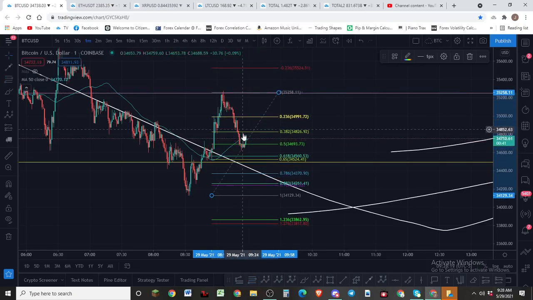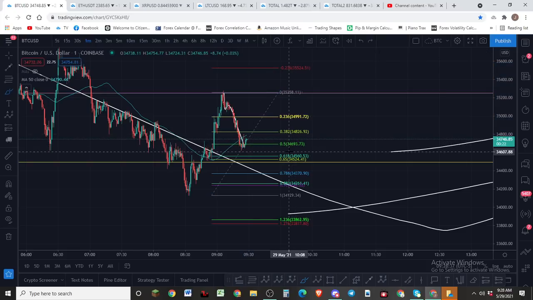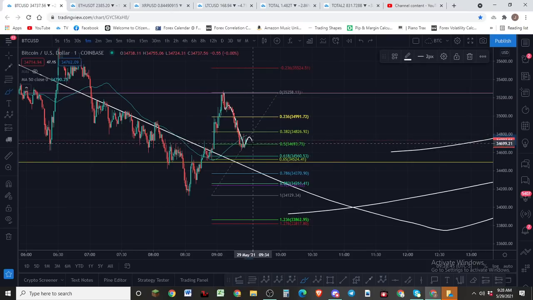But it looks more like a five wave shape. Like it's in the middle of a five wave shape. But I would not be surprised if that was the three wave pullback, and then we go up from here. But if this makes another wave like that, that's going to be five waves.